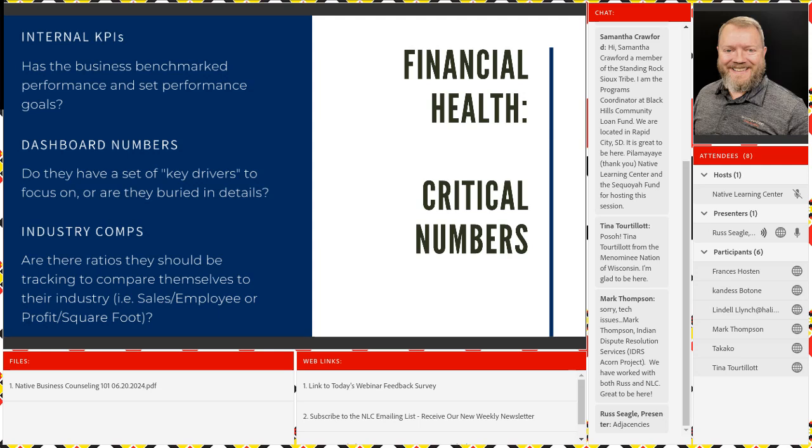Do they have a set of key drivers to focus on? It's what I was talking about before, your critical numbers. Do they have that gross margin target? Do they have a revenue target? Or are they just trying to look at how much did we spend on paper clips last month? Paperclip cost went up 37 cents last month. That's ridiculous. Who cares? Let's look at those big numbers that drive the business.